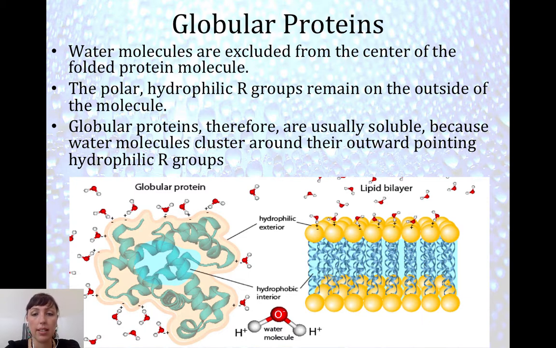So here you can see the hydrophilic exterior, which you can see is on the outside of the globular protein, and then the hydrophobic interior are in the interior of the protein.